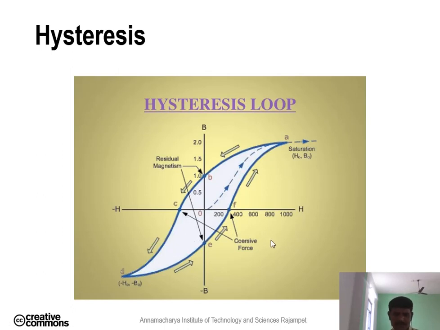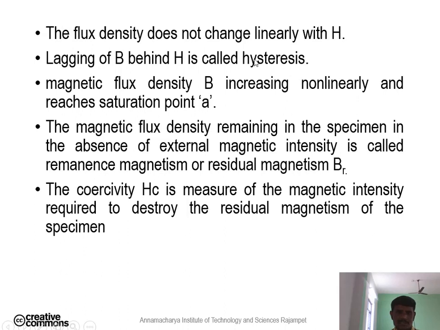What is the advantage of this BH loop or BH curve? How much energy is wasted in one complete operation or cycle can be calculated by using the BH curve. So this method is useful to calculate the hysteresis loss of a given ferromagnetic material, which can be done in the laboratories. The flux density does not change linearly with H. The lagging of the B value behind H is called hysteresis.